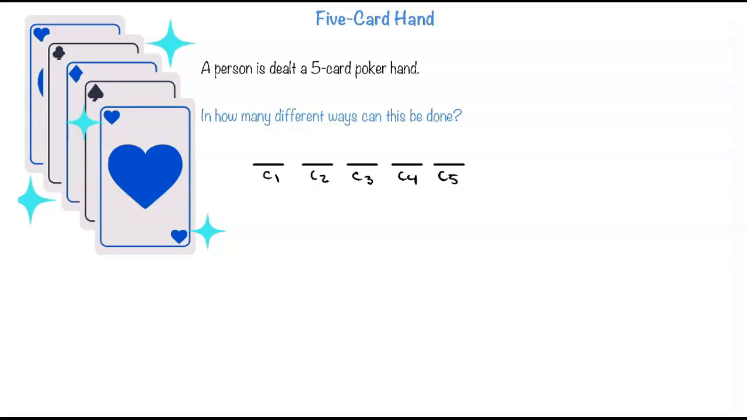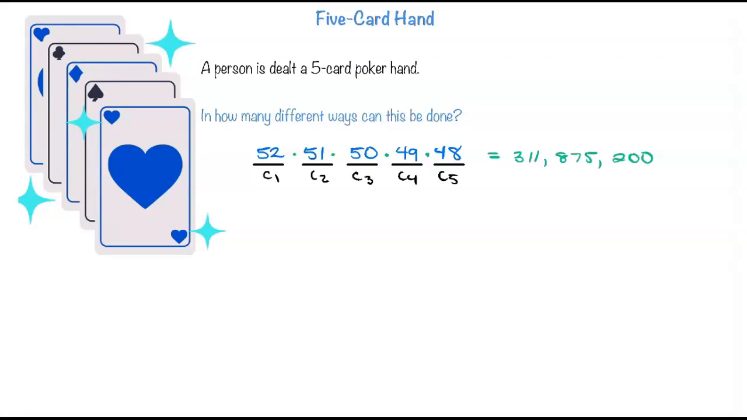With 52 cards in a deck, you could consider that there's 52 cards to choose from for your first card. And once that card has been chosen, there's 51 left to choose from for the second card. That leaves 50 cards left as options for the third card, 49 for the fourth, and 48 options for the fifth. Multiplying these together, we find a total of 311,875,200 ways that this can be done.